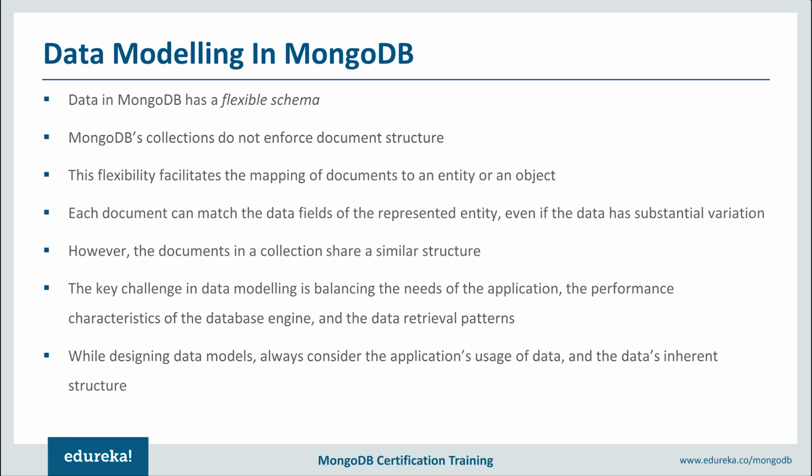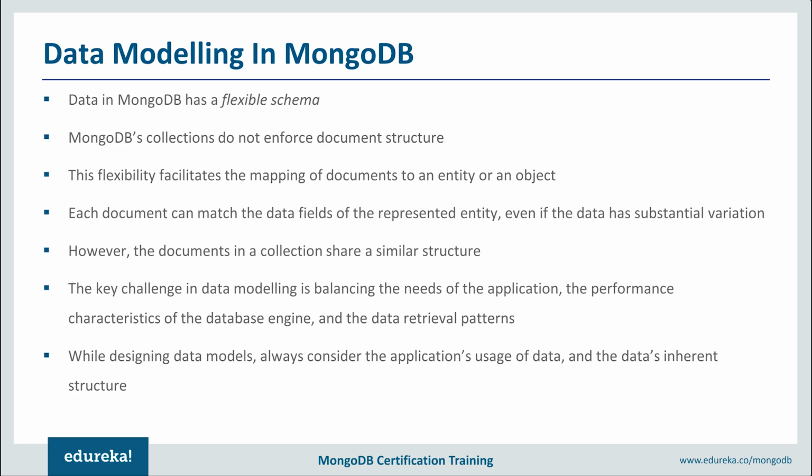A MongoDB collection does not enforce document structure, that is, you don't need to maintain the same structure throughout your collection. This flexibility facilitates the mapping of the documents to an entity or an object. Each document can match the data fields of the represented entity, even if the data has substantial variation. So this also we discussed under the reference model. You can match with anything.